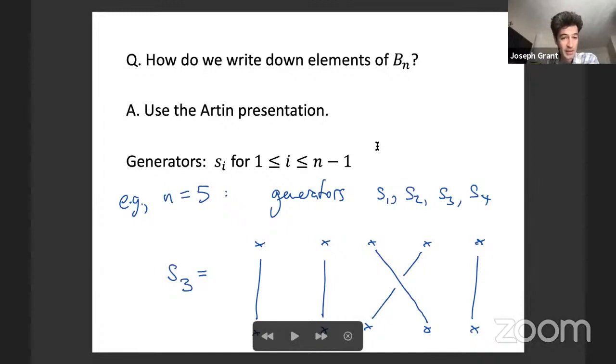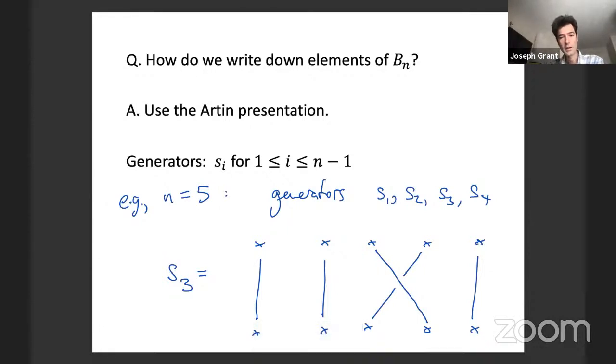So I've done an example here. If we set n equals 5, so we have the braid group on 5 strings, then I should have 4 generators, S1 to S4. And I've drawn S3 here. So S3, you leave the first 2 strings, just do the simplest thing. They go down to the corresponding endpoint. And then the 3rd and the 4th strings cross over each other, with the 3rd string on top, the 4th string going underneath. And then the 5th string is just left alone.